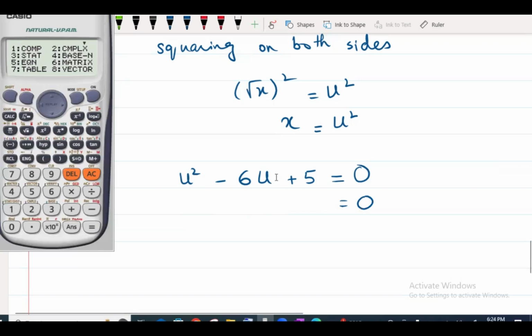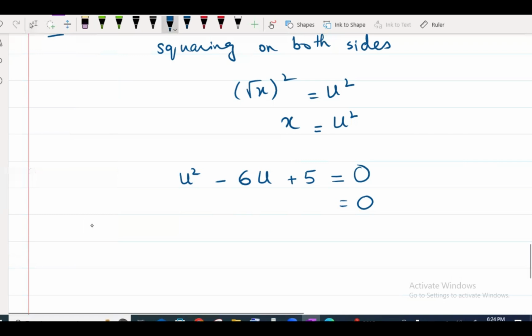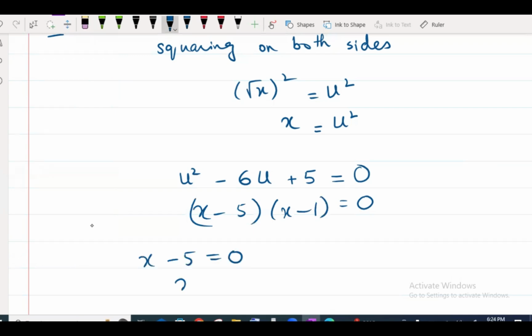Now solve this equation u square minus 6u plus 5 from the calculator. So a is 1, b equals to minus 6, c is 5. One value is 5 and the other is 1. So (x minus 5) times (x minus 1) equals to 0. So we get x minus 5 equals to 0, x equals to 5, and x minus 1 equals to 0, x equals to 1.